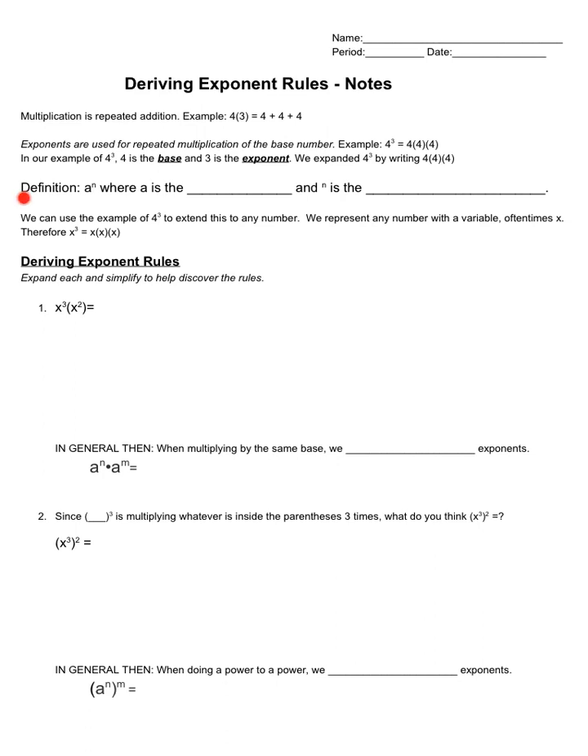Using what we just talked about, the definition for a to the power of n would have a being the base, and then the n would be called the exponent. We can use the example of 4 to the third to extend this to being any number. We can represent any number with a variable. Oftentimes we call that x. So for example, x to the third just means x times x times x.